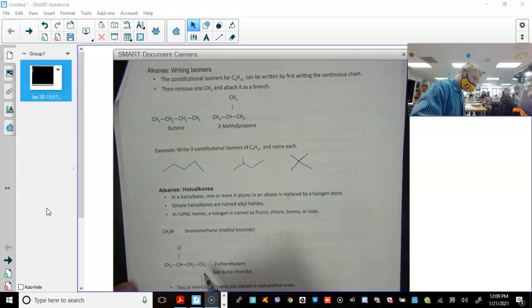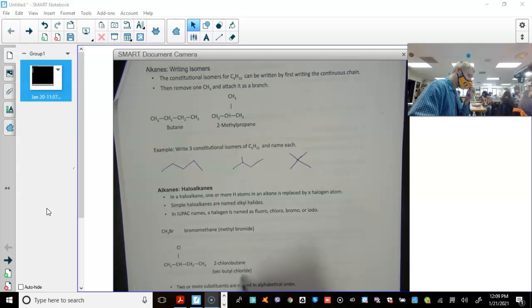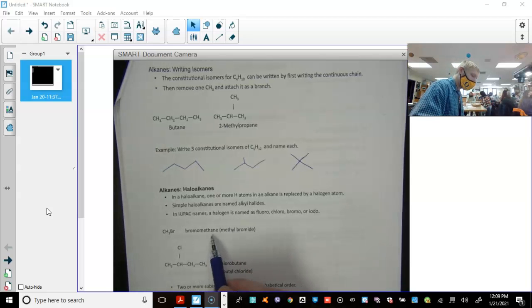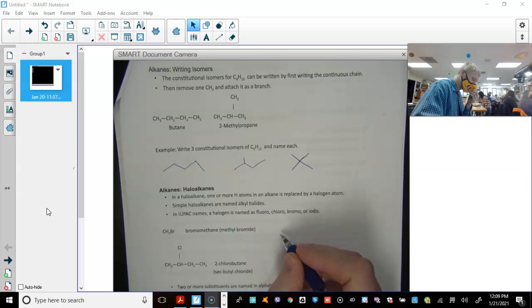Oh, it looks like these are just kind of written examples. Here we got the molecular formula, condensed structural formula, and here's the name. There's some non-IUPAC name. We don't have to worry about that. Here you got the butyl and stuff. So we got bromomethane, also known as methyl bromide. Oh, no, we got to write that out. Yeah, let's write that out.